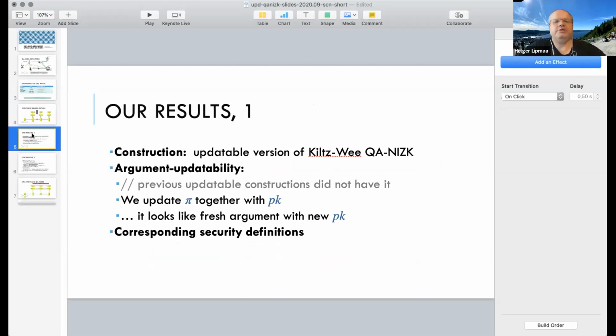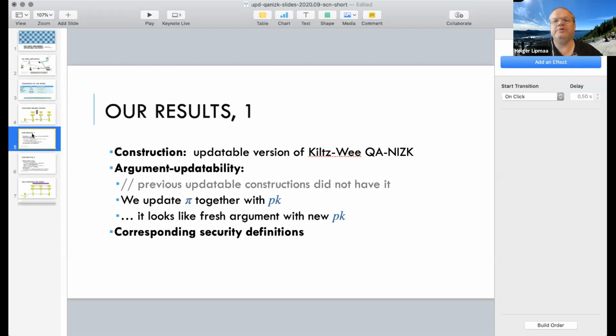So basically the result of this paper is that we construct an updatable version of the most efficient existing CONISC by Kiltsen V. For subspaces, the argument is just one group element. Then a very interesting thing that we achieve is argument updatability. Namely, instead of having to create a new argument from scratch each time the public key is updated, you can use the secret information from updating the public key also to update the argument.